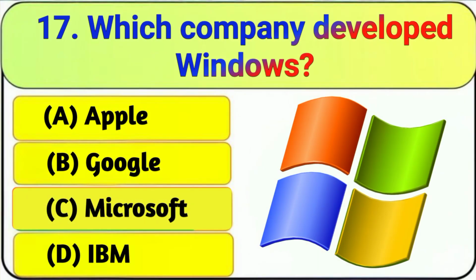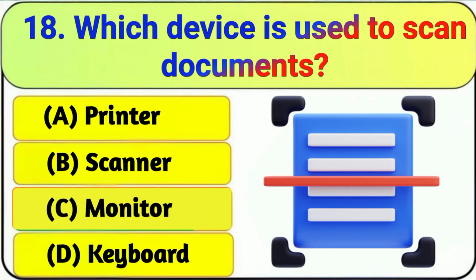Question number 17. Which company developed Windows? A. Apple. B. Google. C. Microsoft. D. IBM. Comment your right answer.